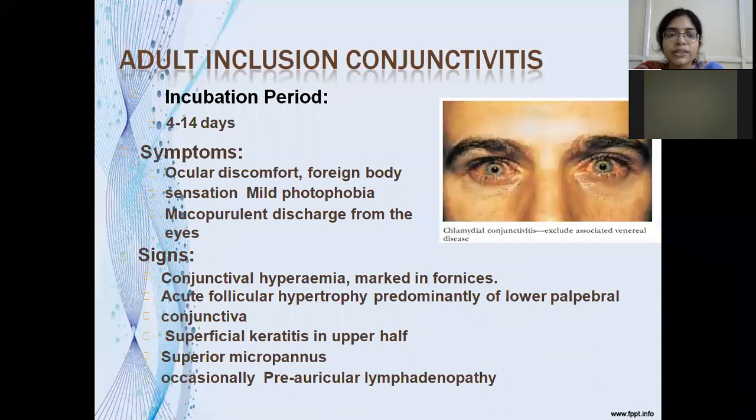Now, adult inclusion conjunctivitis will have symptoms similar to mucopurulent conjunctivitis, but apart from conjunctival hyperemia, there is lots of follicular hypertrophy, predominantly in the lower part. But please remember, superficial keratitis here is in the upper half. So, adult inclusion conjunctivitis has symptoms similar to mucopurulent conjunctivitis, along with follicular hypertrophy in the lower part and SPK or superficial keratitis in the upper part. Again, this sometimes has preauricular lymphadenopathy, okay?